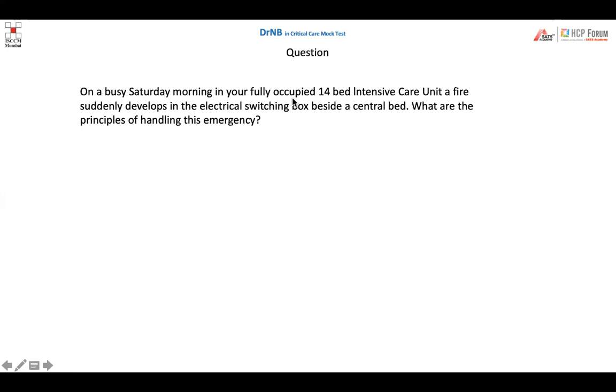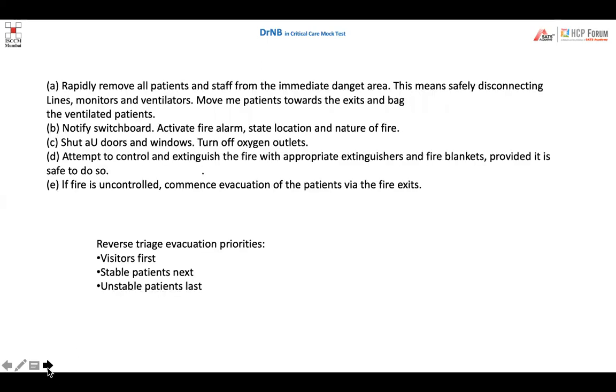Busy Saturday morning in your fully occupied 14 bed ICU. A fire suddenly develops in the electrical switching box beside the central bed. What are the principles of handling this emergency? So remove all patients and staff from the immediate danger area. This means you have to safely disconnect the lines, monitors, and ventilators, and move these patients towards the exit.